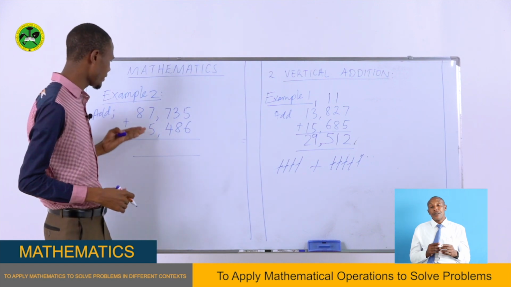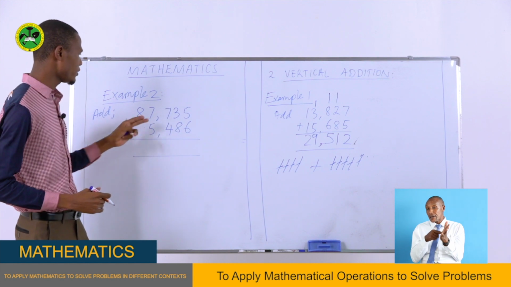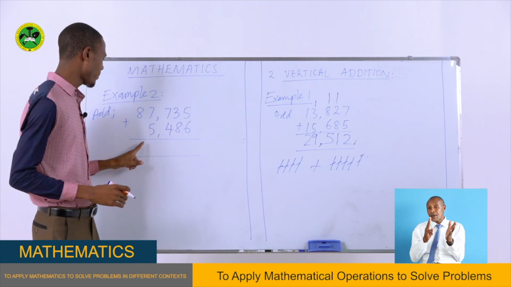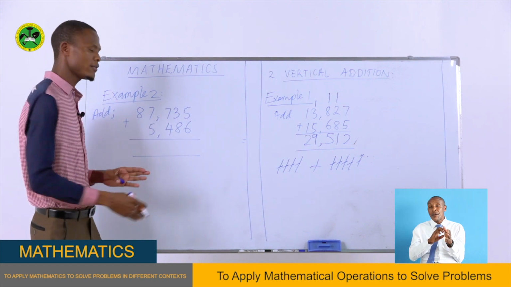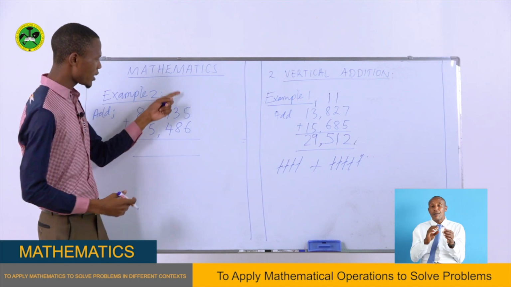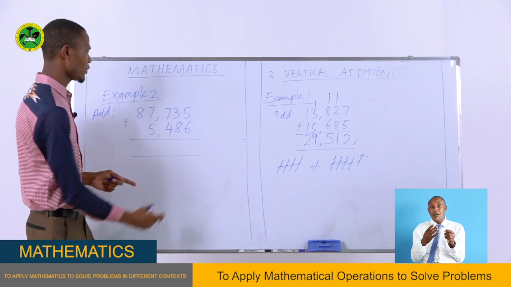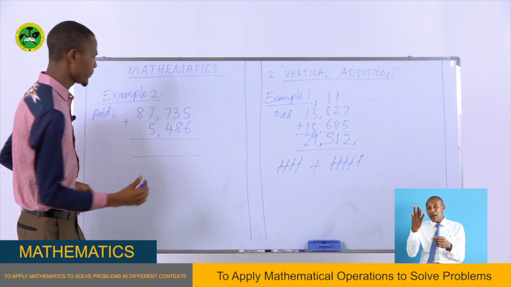Yes, this is our second example. So to get a sum of 87,735 plus 5,486, we need to start adding from ones. So don't forget that. So in ones, we have 5 and 6. So we count 5 tallies, and then we add more 6 tallies.